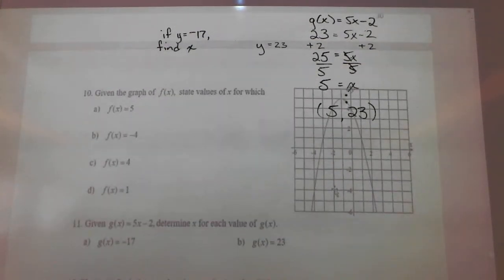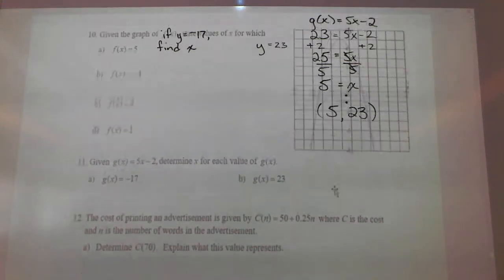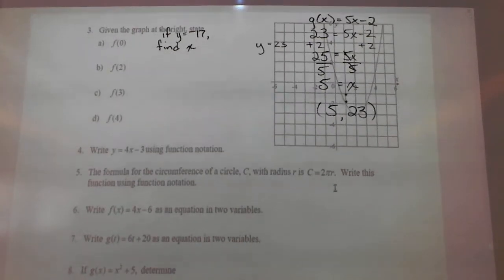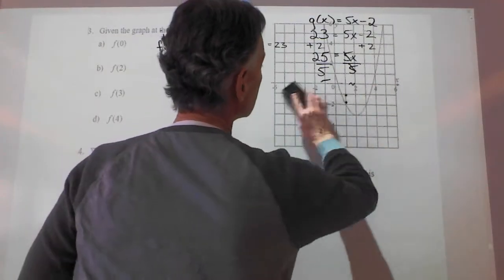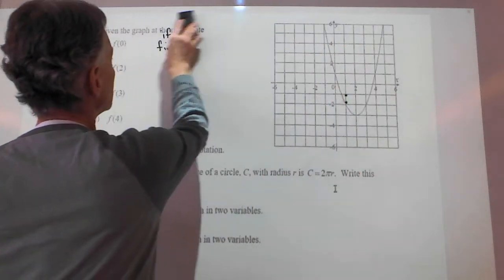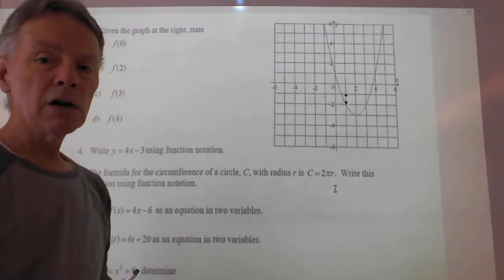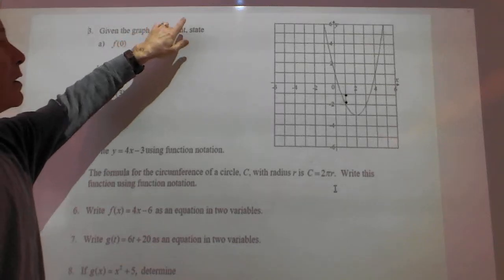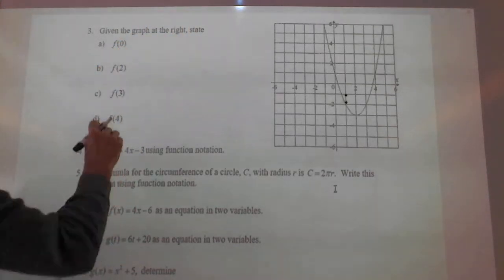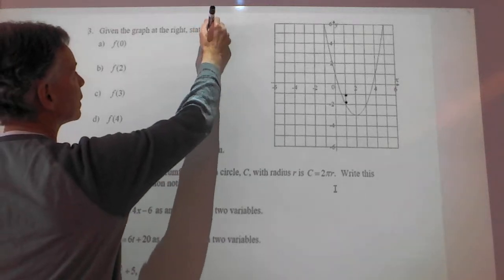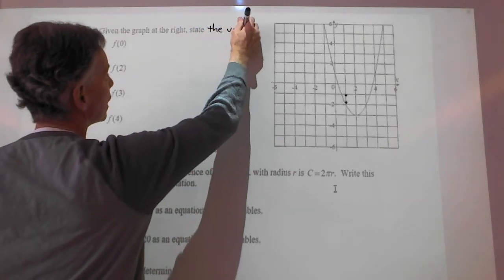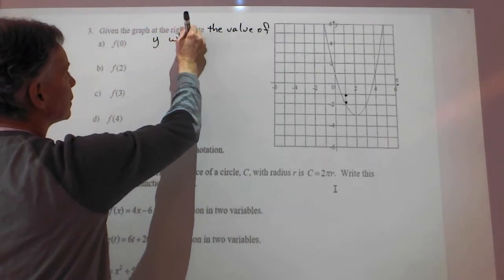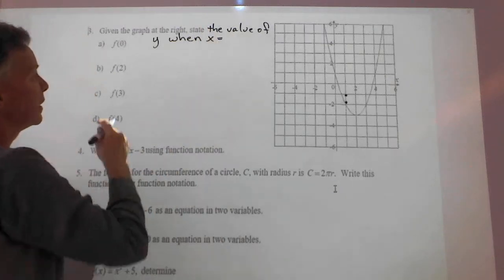Now, if we look at it on a graph, you can see that, as I was saying earlier, all you're really looking for is an ordered pair. So for instance, here it says, given the graph at the right, state f at 0. What that means is state the value of y when x equals, in this case, 0.